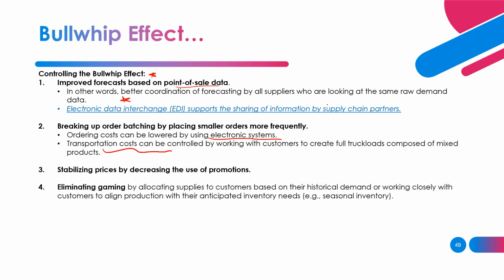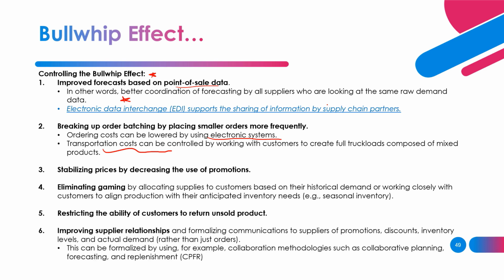The fourth one, we can eliminate the gaming, or you can say we should start reducing the promotional activities, and then we should only rely on the historical demand, and closely work with the customers in order to make the production smooth. However, we would be able to reduce the bullwhip effect. The fifth one is we can restrict the customer so that it should not return its unsold product. Okay.